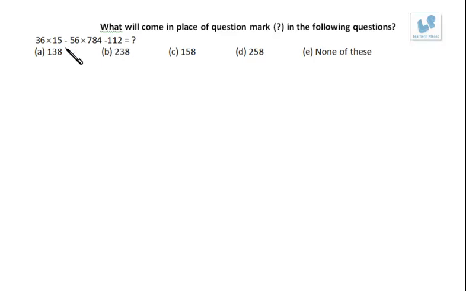That means the answer has to be negative, isn't it? Because 56 into 784 is a pretty big figure, and that is in negative. So your answer will definitely be in negative, right? So no need to calculate. It's just none of these. Okay.